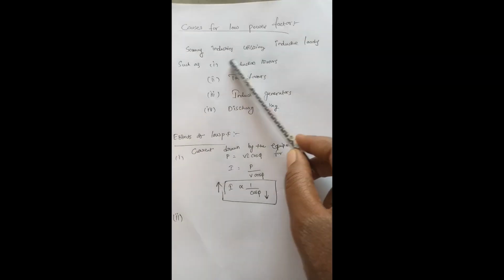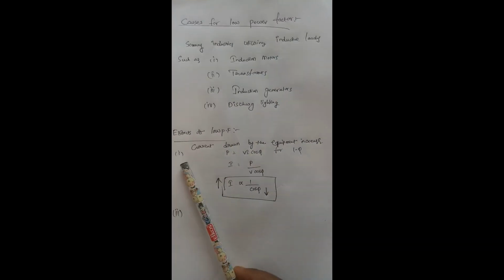What are the causes of low power factor? You can learn from this. Many industries use induction motors as a load to run machinery, hence the power factor will be low. Induction motors are the main cause of low power factor. Transformers also have magnetizing components, and induction motors also have magnetizing parts. Induction generators and discharge lighting all come under the causes of low power factor. Induction motors play a key role in reducing the power factor, which is a disadvantage. Therefore, we use capacitors in industries.